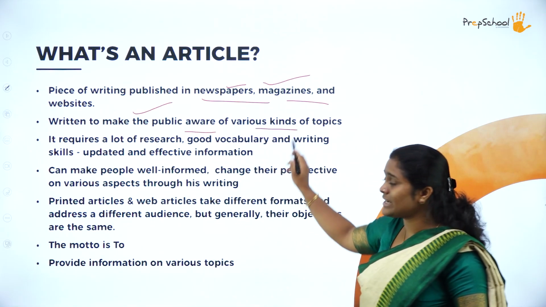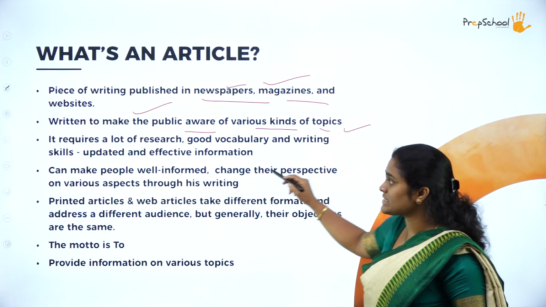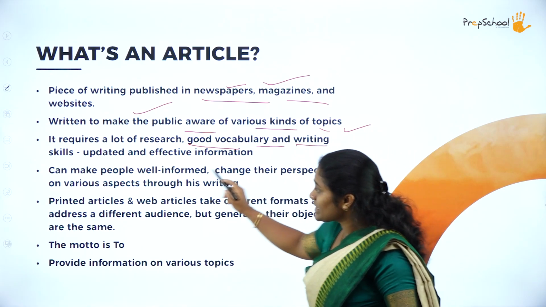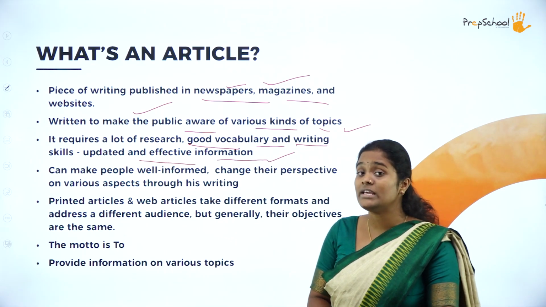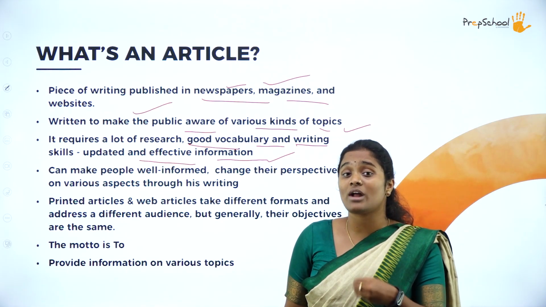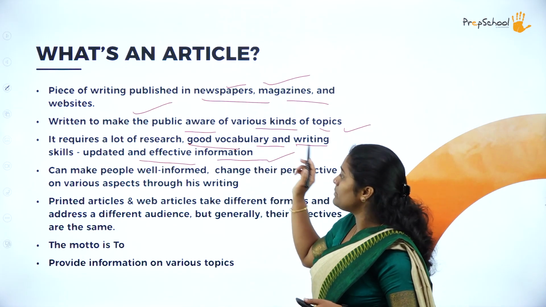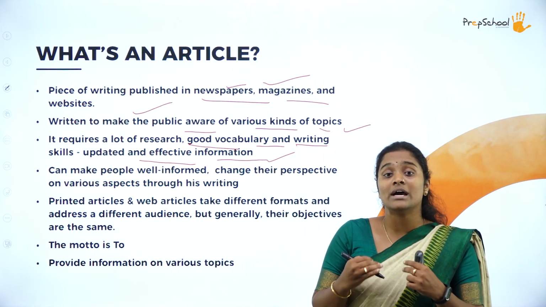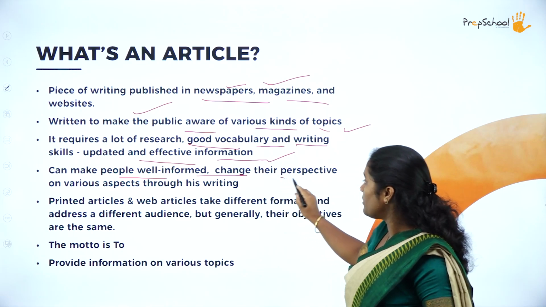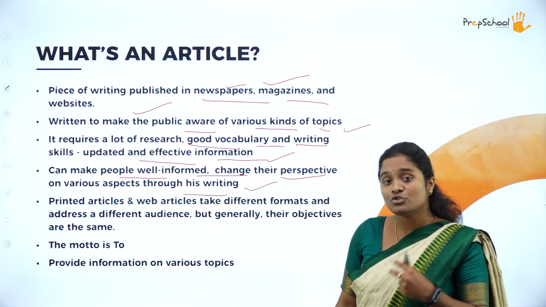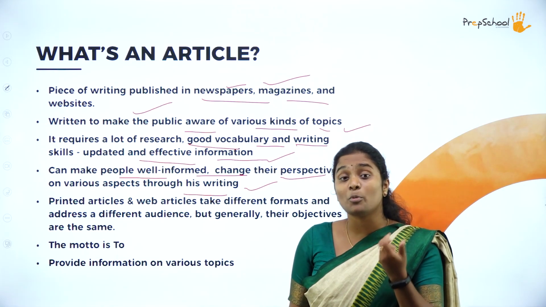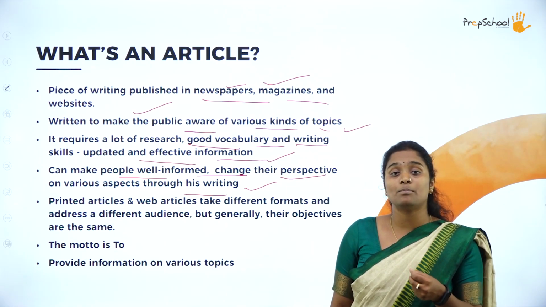So these are written to make the public aware of various kinds of topics. It requires a lot of research, good vocabulary when you're writing an article, and writing skills, updated and effective information. Why? A, in order to be updated, you will have to do a lot of research, and B, in order to make your article effective, you will have to have good vocabulary and writing skills as well in order to transact it as effectively as possible. Then it can make people well informed, change their perspective on various aspects through writing. You're trying to inform them about something, to shape their perspective, opinions about something. All of these are done with the help of an article.